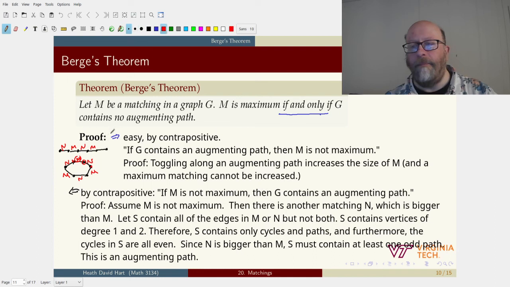Odd path, bigger, it has to start and end in M vertices. Therefore, we have an augmenting path because it starts and ends with a vertex that's not in M, and alternates between edges that are not in M or in M. That's an augmenting path.